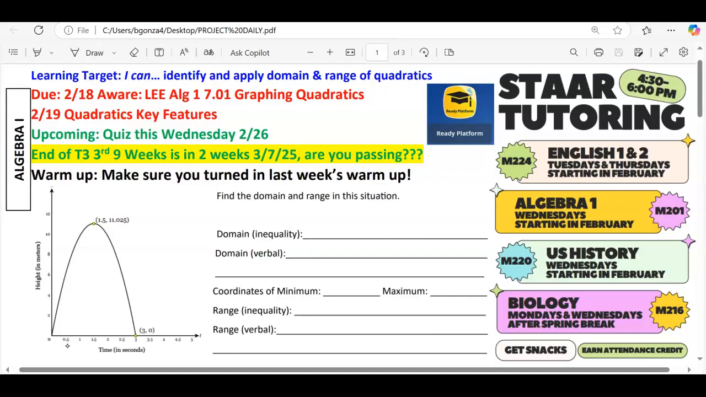A couple things. Quiz is supposed to be this Wednesday, if all goes right. We have 2 weeks, this week and next week, till the end of the grading period, and then it's spring break, okay?